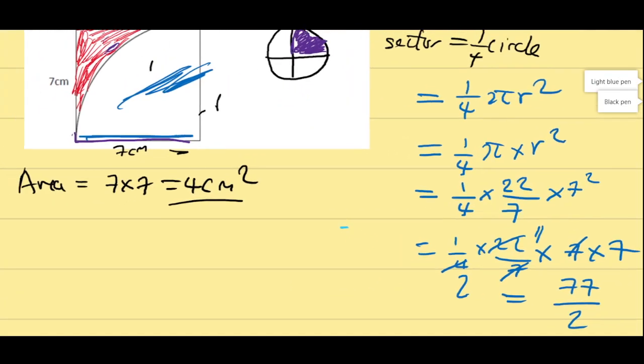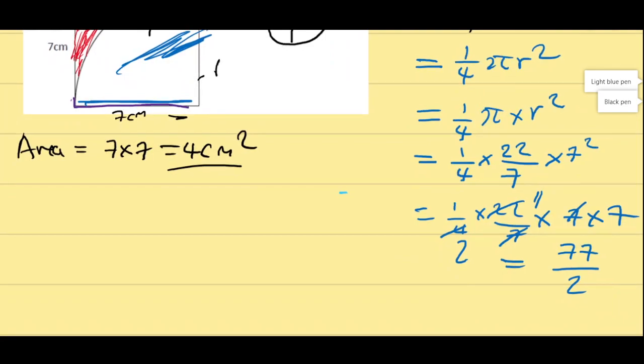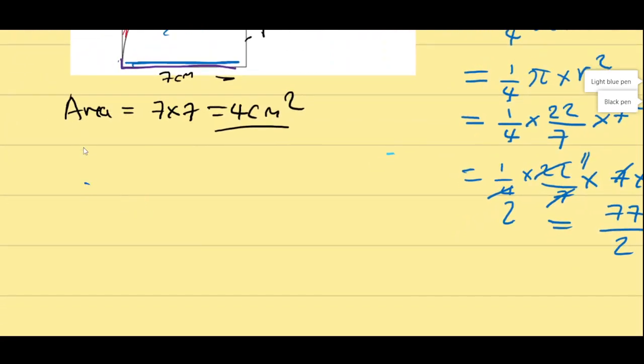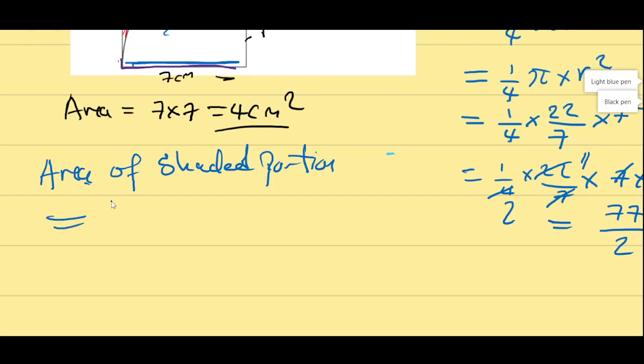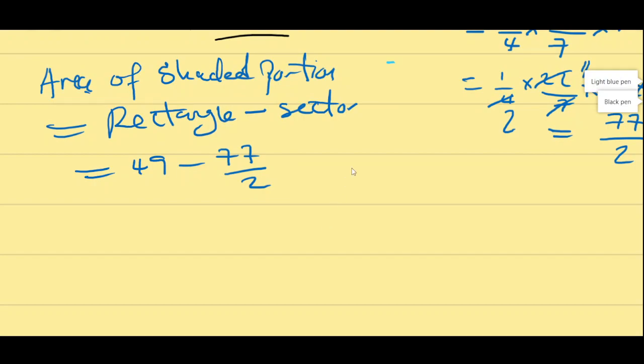So from this square here, we are going to subtract the area of the sector. So the area of the shaded portion would be the area of the rectangle minus the sector. So this will be 49 minus 77 all over 2. We have to multiply 49 by 2, 98, right?